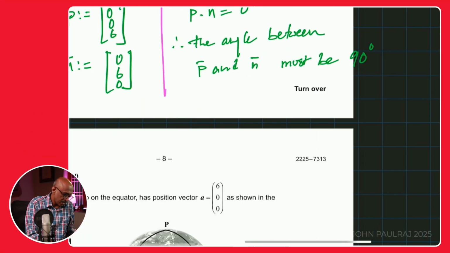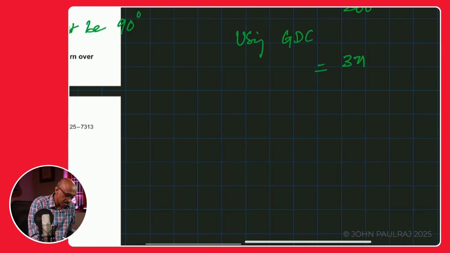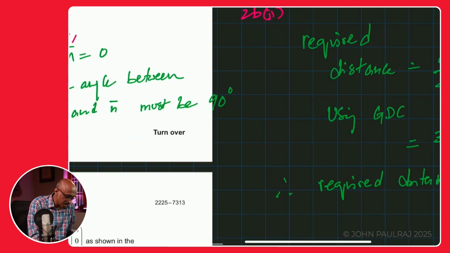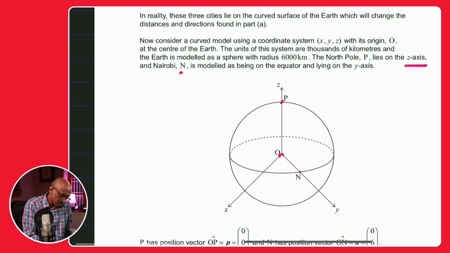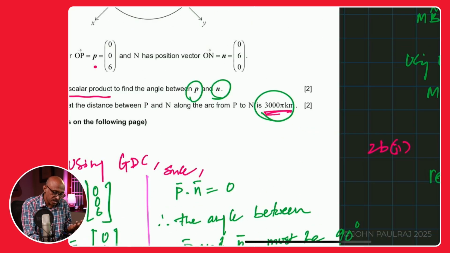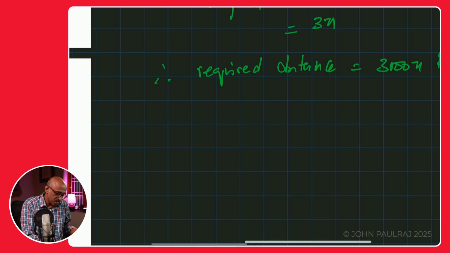Okay, and then we can write down, which is the same as the required distance is 3000 pi kilometers, because every unit is one, where do they say that? Yeah, the units in the system are thousands of kilometers, right? So if it's 6 here, that means it's 6,000. And if it's 3 here, it says 3,000 kilometers.